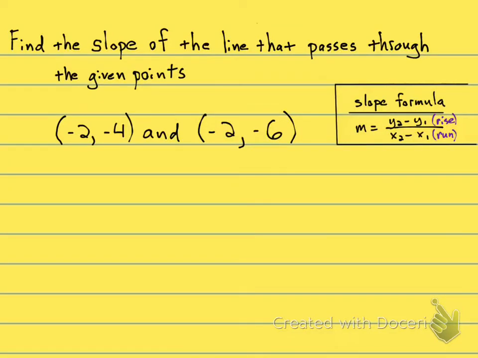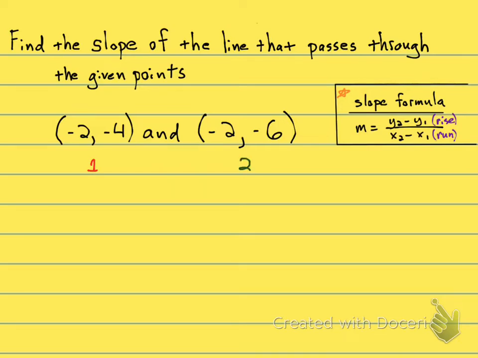We're going to find the slope of the line that passes through these 2 points, the red one and the green one. And we need to use the slope formula for this. What I'm going to do is label the points. So I'll call this point 1 and I'll call this point 2.